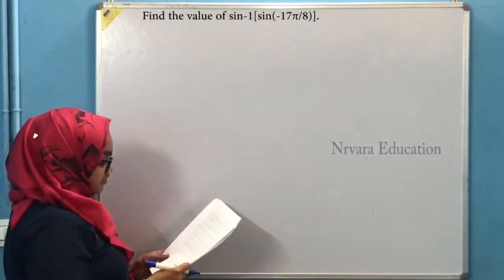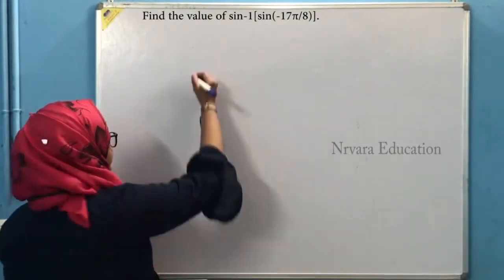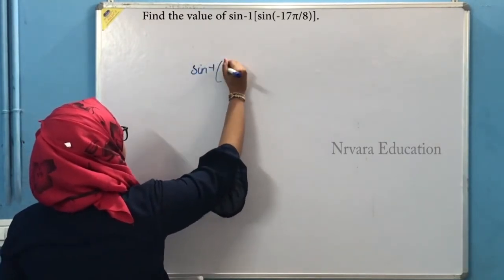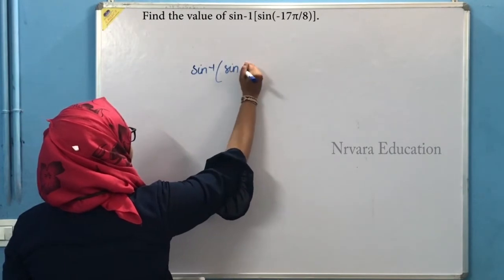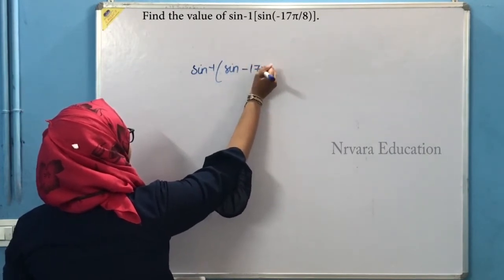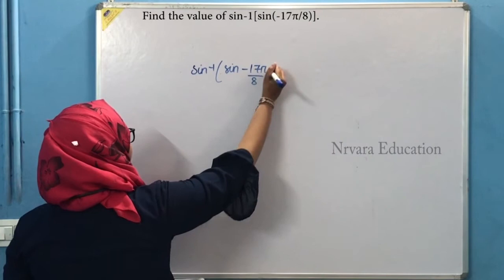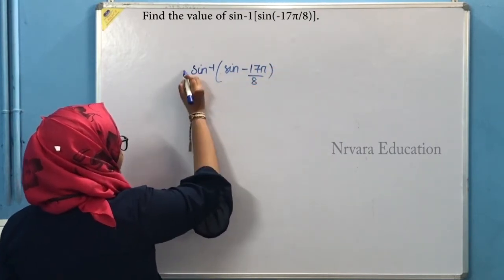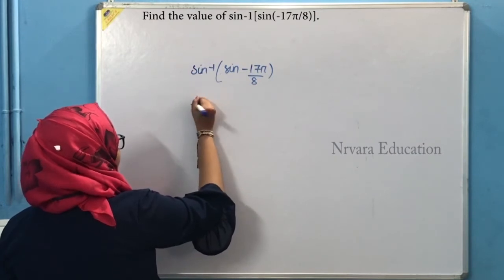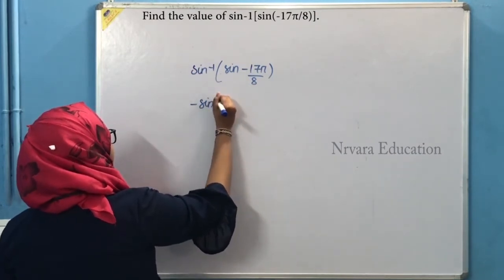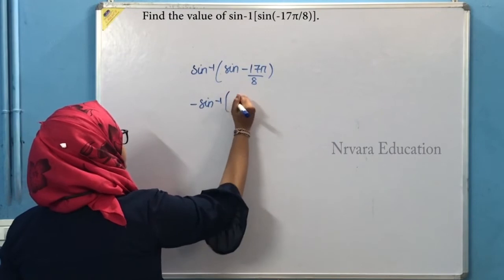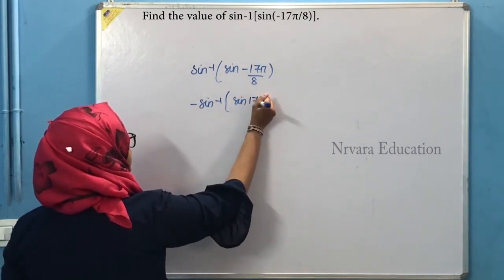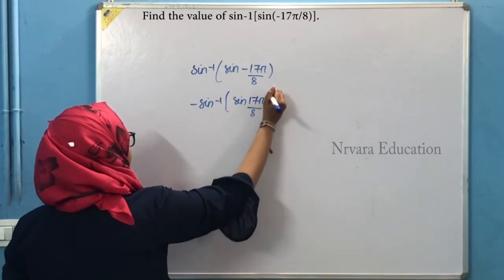So they've asked us to find the value of sine inverse sine of minus 17 pi by 8. Now sine of minus any number will be minus sine, so we'll take the minus outside and we'll get minus sine inverse sine 17 pi by 8.